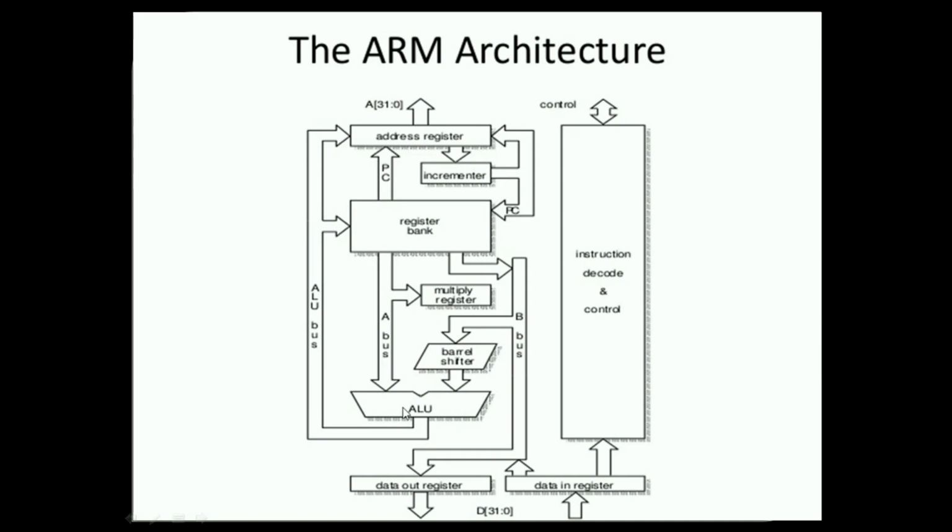In this ARM architecture, we have the arithmetic logic unit, and here we have the A bus and the B bus. Before the B bus, we have a barrel shifter, and here we have the multiply register, a register bank, the program counter, incrementer, and the address registers. From this address register we have 32 address lines, from 0 to 31. And here the data out register and data in register, with data lines from 0 to 31, that is 32 data lines. And here we have another unit, the instruction decode and control unit. So let us see the ARM architecture clearly.